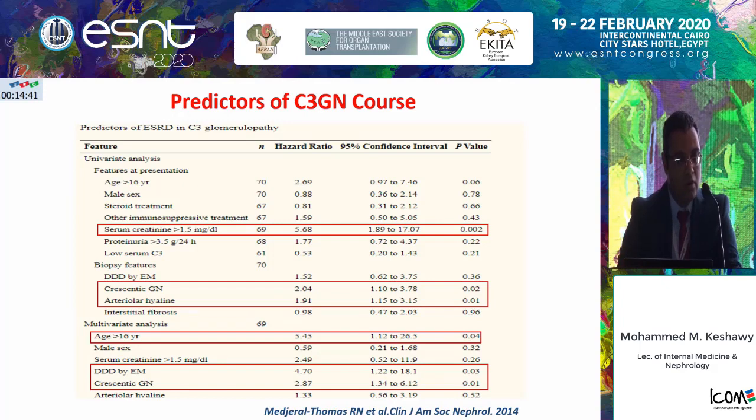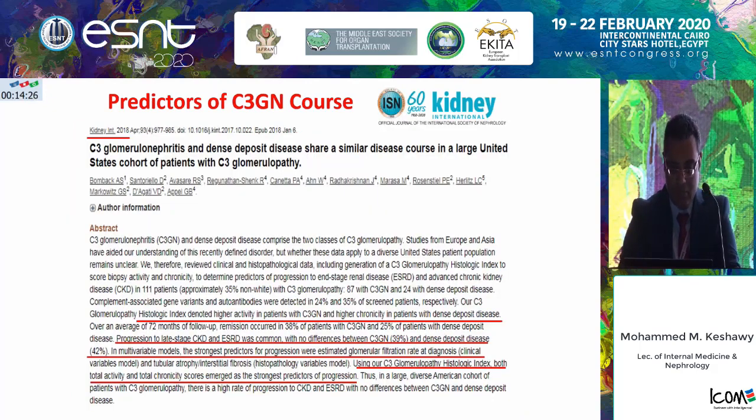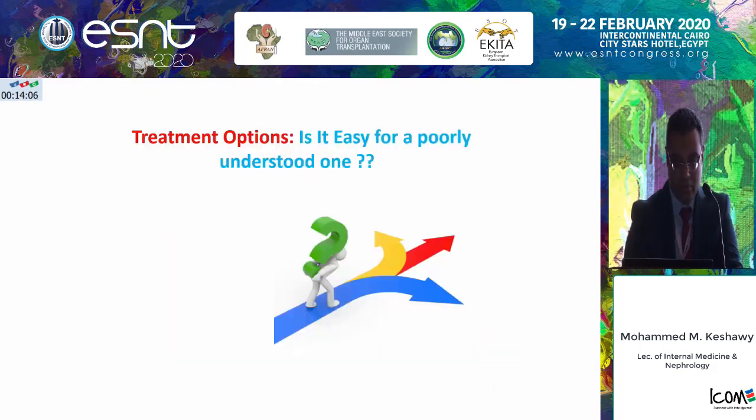And the predictors of the course of C3 glomerulopathy are serum creatinine at presentation, the presence of crescents or arterial hyalinosis in kidney biopsy, and the age of the patient in multivariate analysis. Even histological indices when applied, like the lupus activity index and the chronicity index, were strongly correlated with the course of C3 glomerulonephritis. And typically the estimated GFR at time of presentation does too.